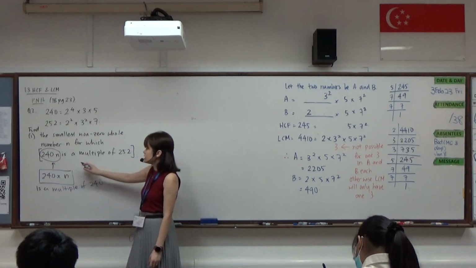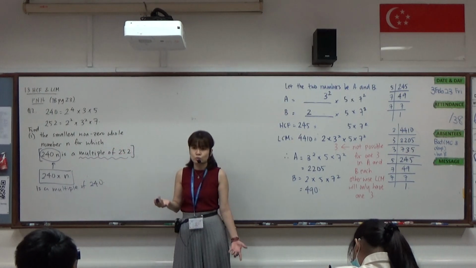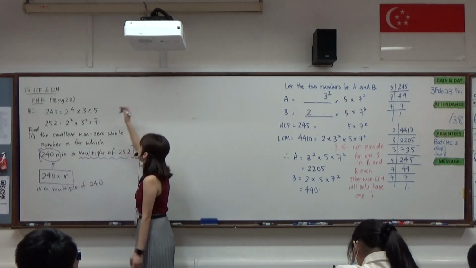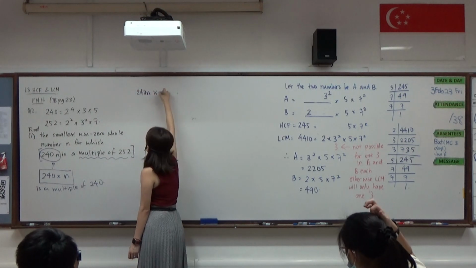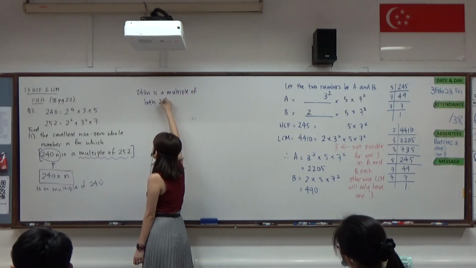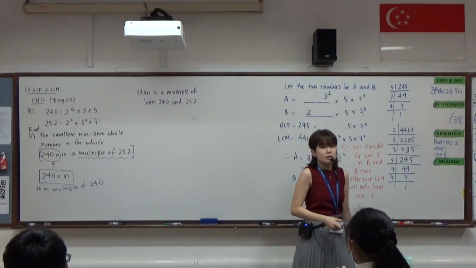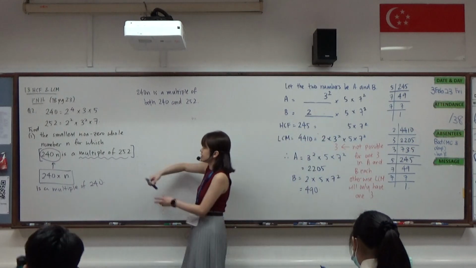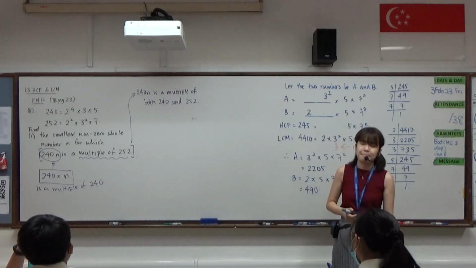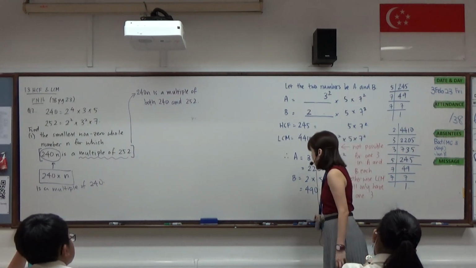Then the question also says that this number is going to be a multiple of 252. So eventually this 240n is a multiple of both 240 and 252. That is what this statement is trying to say and trying to tell you. I'm trying to break down the English for you, so that you can understand the question.